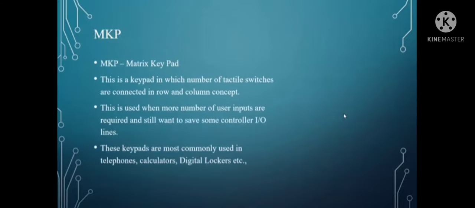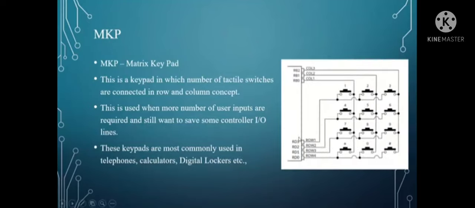MKP, matrix keypad. This is a keypad in which a number of tactile switches are connected in a row and column manner. This is used when more user inputs are required and we still want to save some controller input output lines, that is IO lines. These keypads are most commonly used in telephones, digital keypads, digital lockers, calculators, etc. This is how the tactile switches are connected in our PixelMLab software.